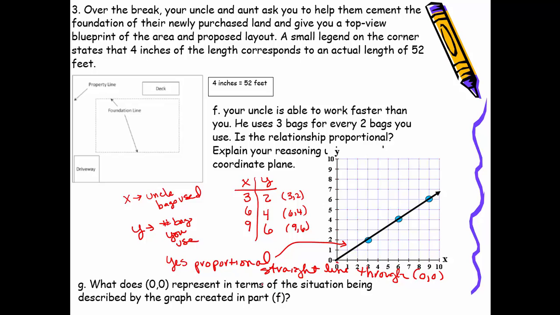And then finally, what does (0, 0) represent in terms of the situation being graphed? It represents 0 bags your uncle uses and 0 bags you use. When your uncle hasn't done any work with the bags, neither of you has.